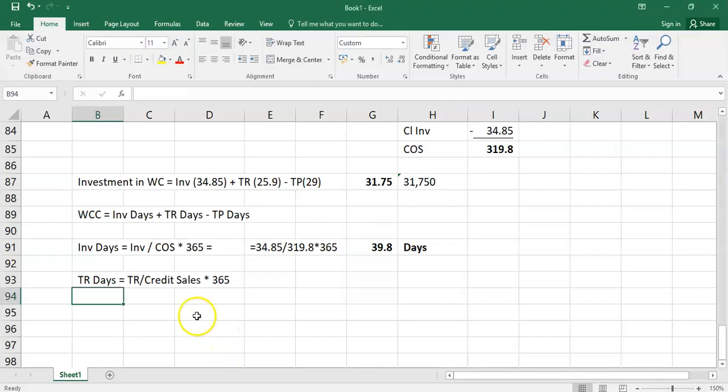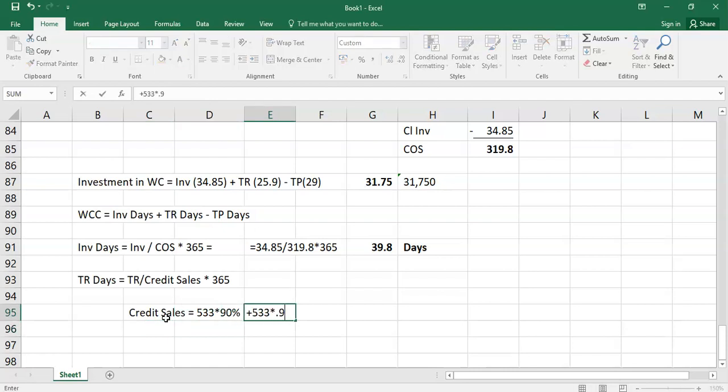So that means our credit sales here are 533 times 90%, which are 479.7, or 480 if you want, is fine. So that is your 25.9 trade receivables over 479.7 times 365.